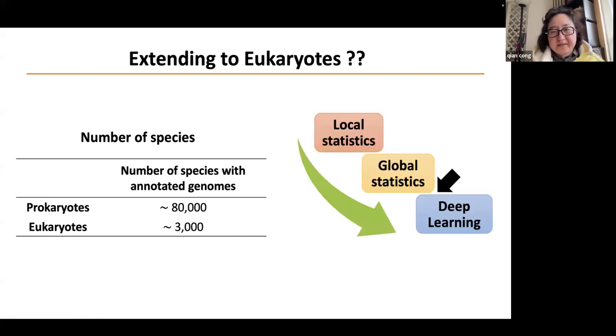But the lucky thing is that the field is developing, there are deep learning methods. Although we have a much weaker signal, now we have much more sensitive methods to extract the coevolution signal from these shallower sequence alignments.